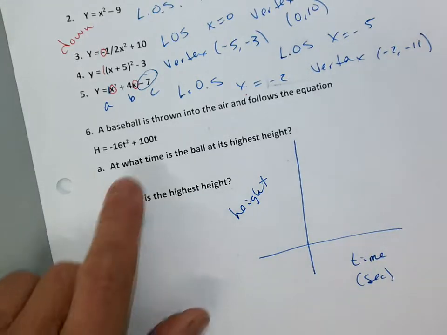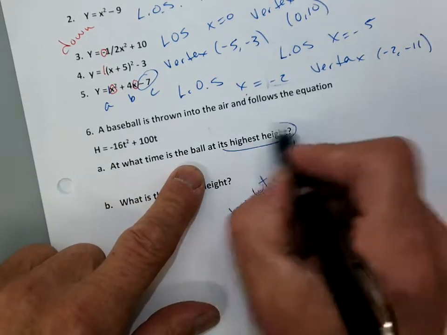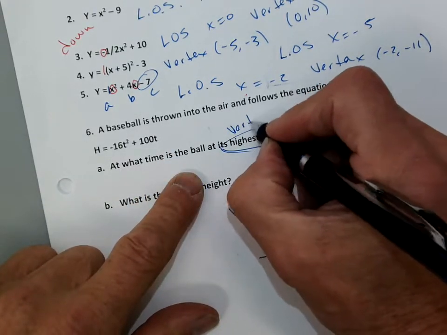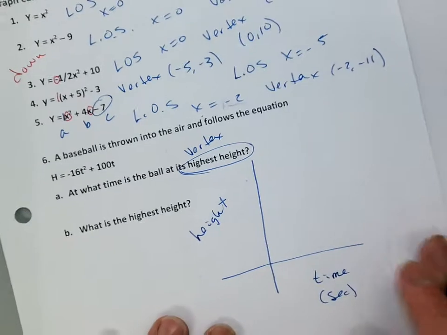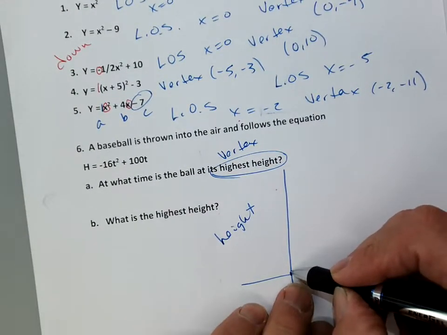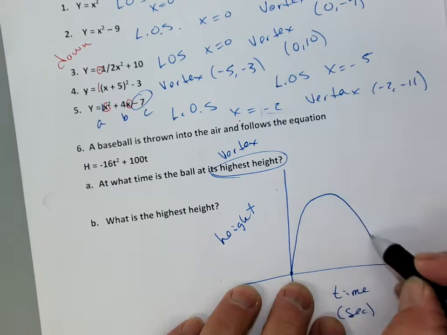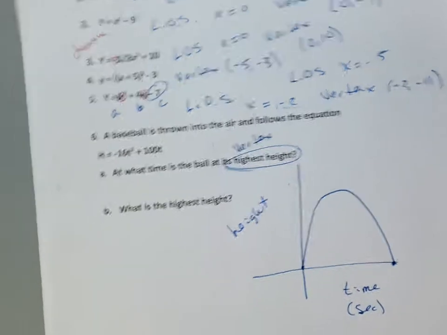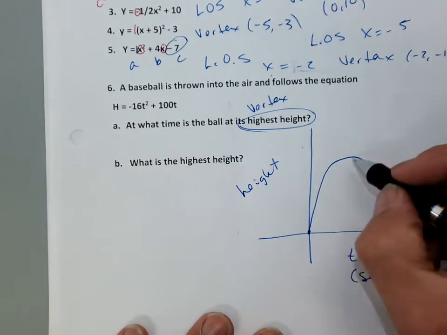So first of all, at what time is the ball at its highest height? Well, that's got to be its vertex. You guys agree with that? It's got to be its vertex, okay? So the graph is going to look something like this. So we need to find its vertex.